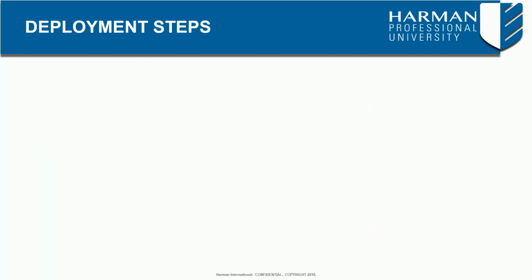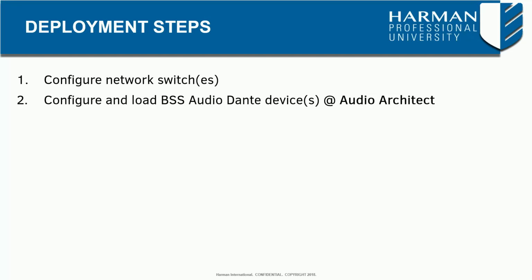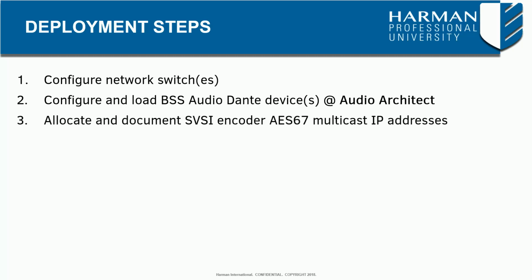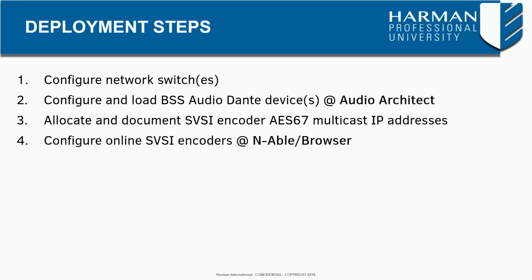With regards to AES67 deployment steps, let's take a look at the following. First, configure the network switches. Keep in mind that we will need to provide the static routes for Dante traffic. Second, configure and load BSS Audio Dante devices or Crown Dante devices through Audio Architect. Third, allocate and document AMX SVSI encoder AES67 multicast IP addresses. Fourth, we'll need to configure online SVSI encoders through Enove or using a browser.